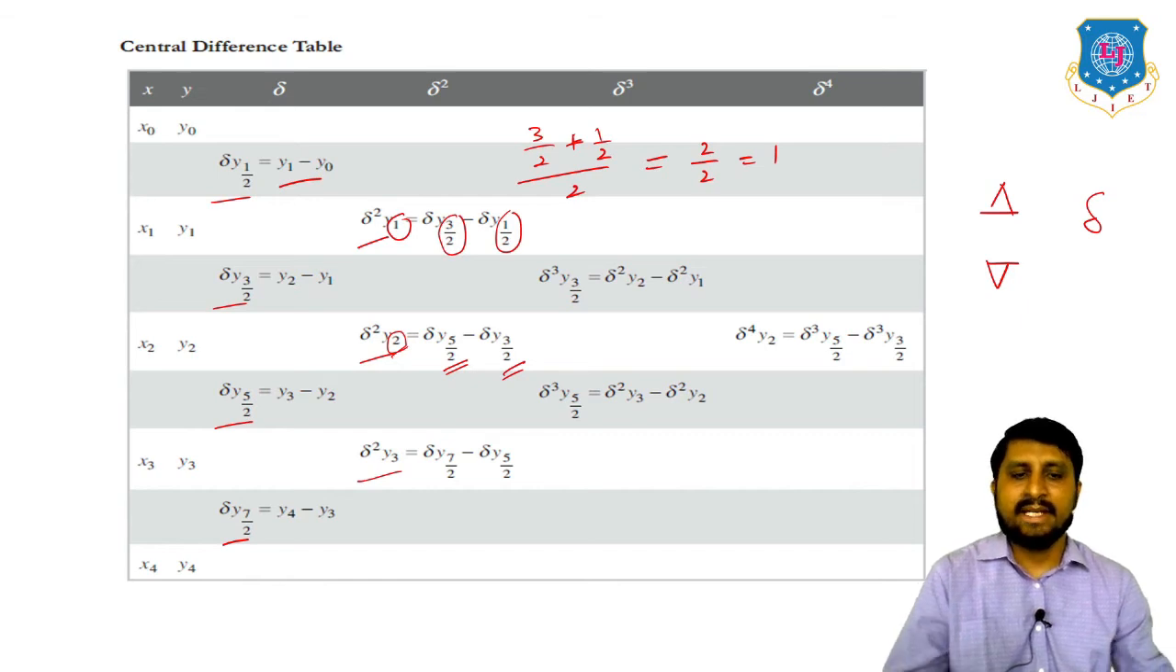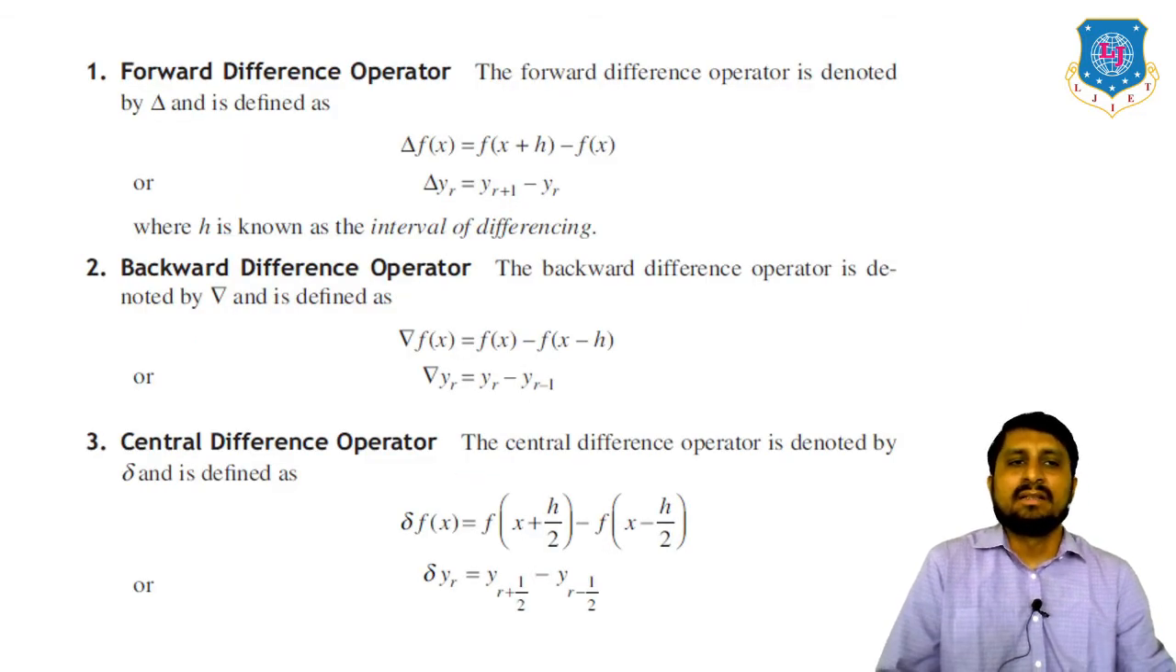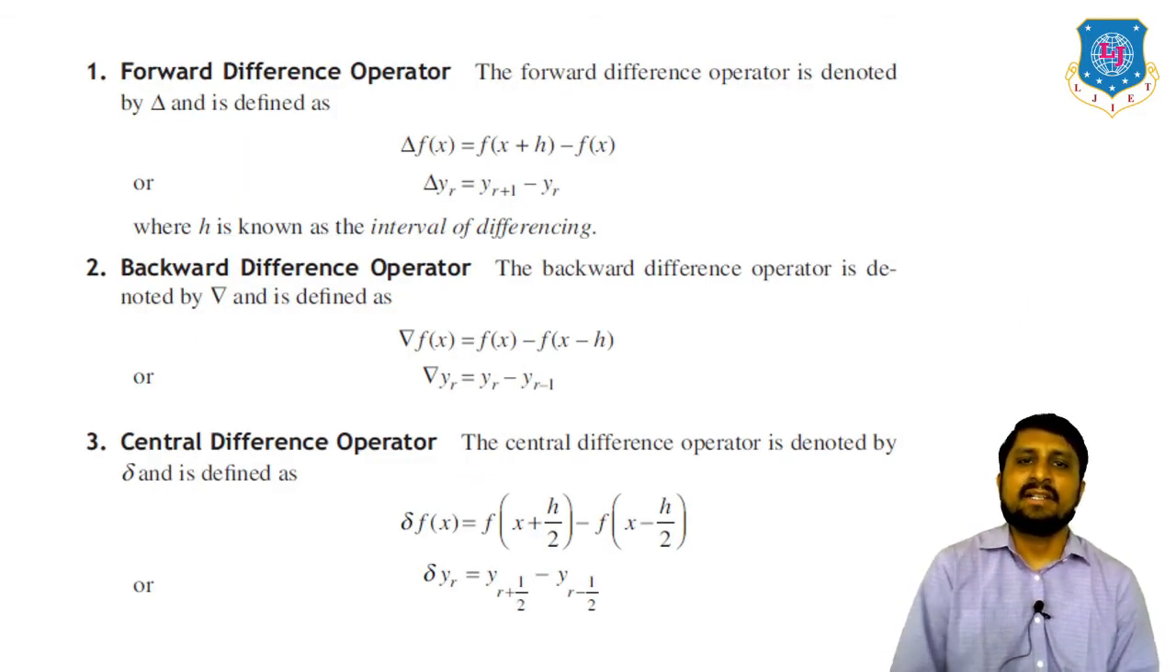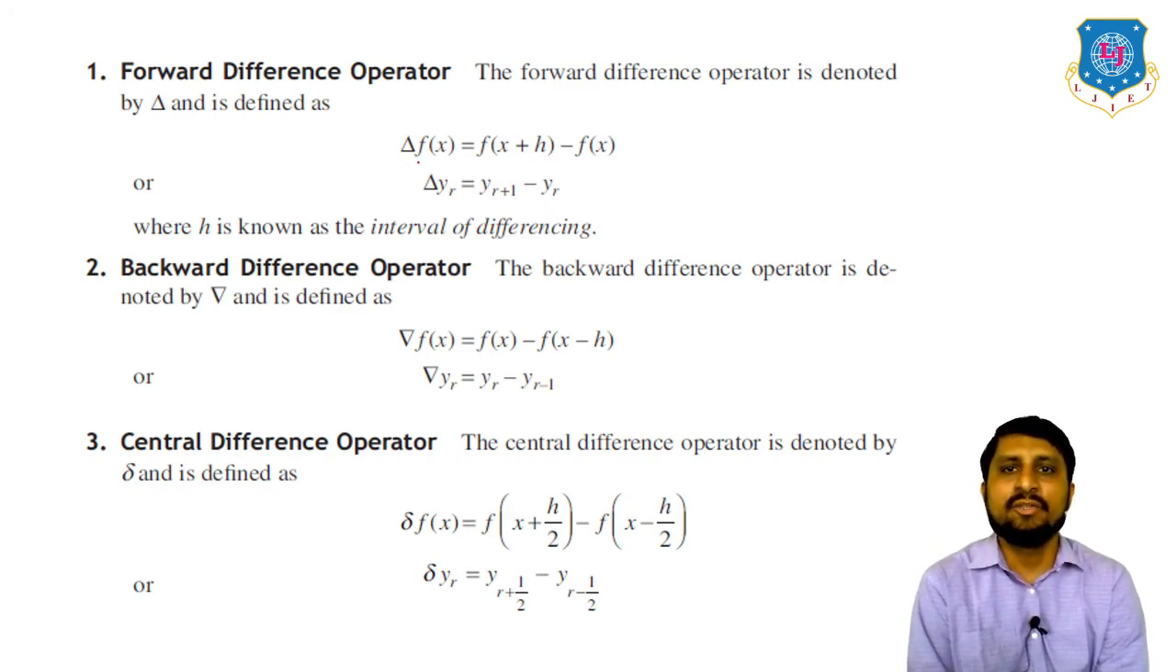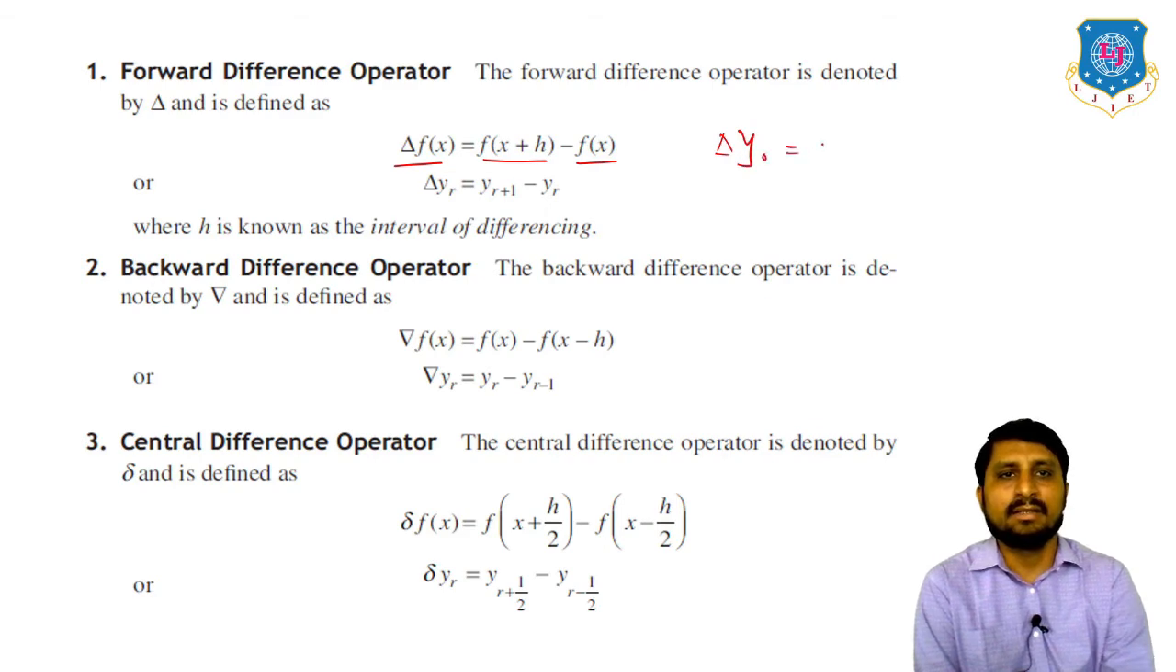And now next, there are some relations between operators. So as I told you, the forward difference operator. Okay, sometimes we use this notation also, delta f of x, that is f of x plus h minus f of x. This is exactly delta y0, that is y1 minus y0. Okay, delta y1, that is y2 minus y1.